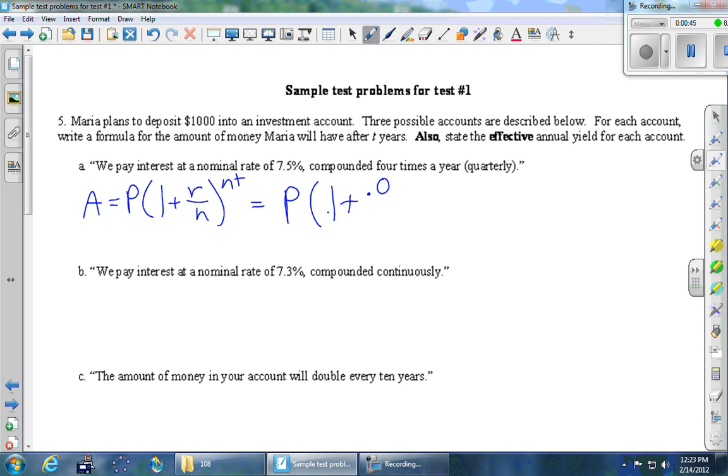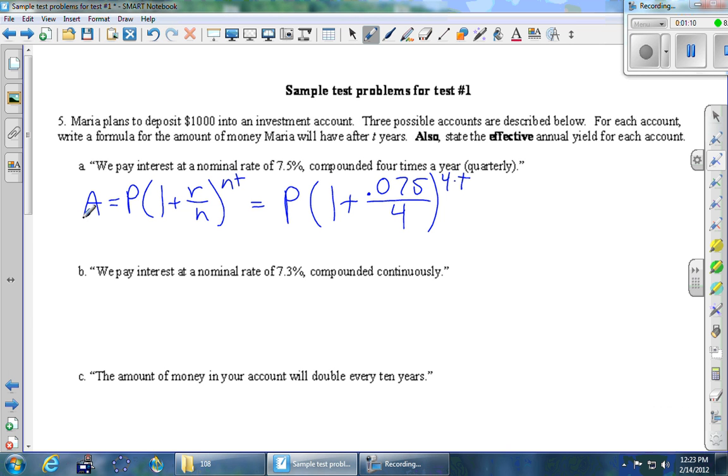r is the interest rate. As a decimal, it's 0.075. Divided by n. n is the number of times you compound interest each year. That's 4 because we're doing it 4 times a year, or quarterly. Raised to the nt, 4 times t. So that's our formula. If you want, you could type in the number in the parentheses to get a single decimal, but this is our answer.